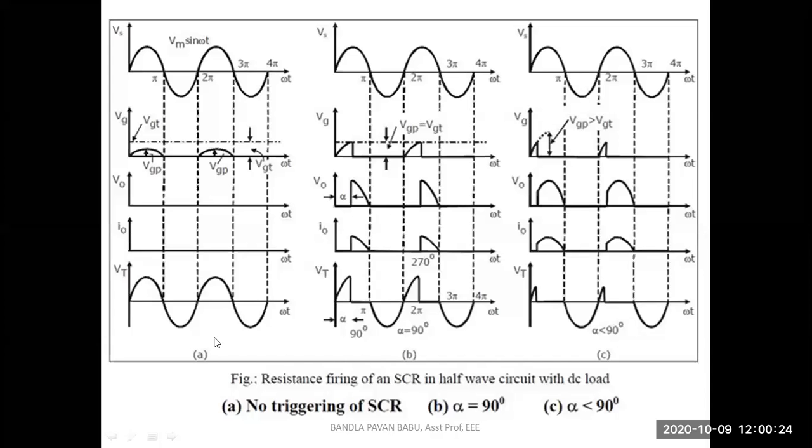Let's see the characteristics, I mean the waveforms, for resistance triggering of an SCR in a half wave circuit with a DC load. Not only particularly a DC load, obviously the output will be DC, so any of the circuit elements are preferred there. Look at figure A here. This is no triggering of the SCR. See, this is the input voltage here.